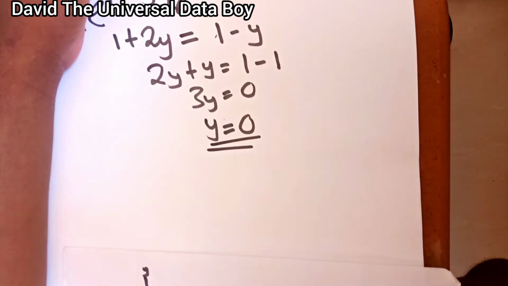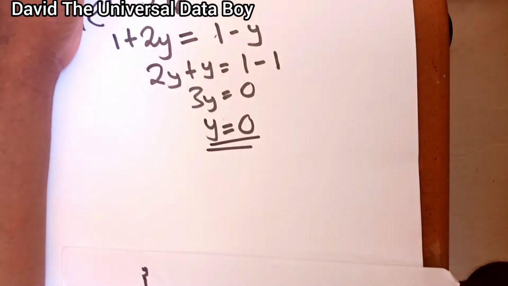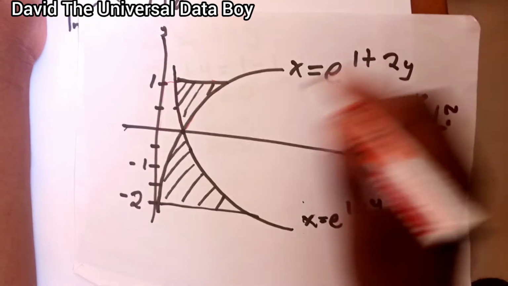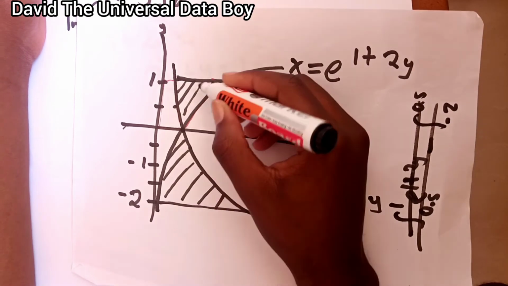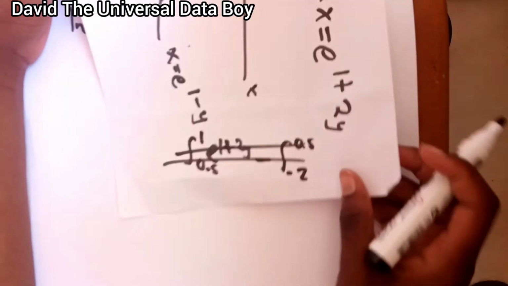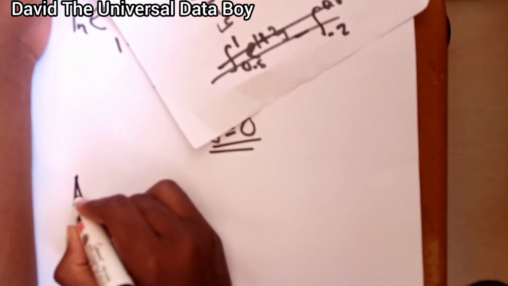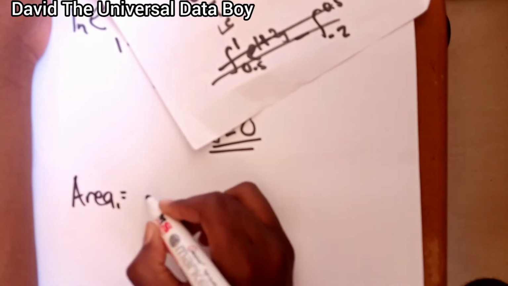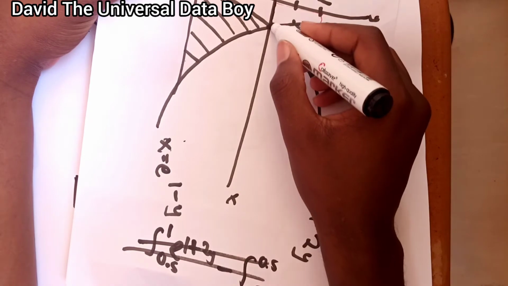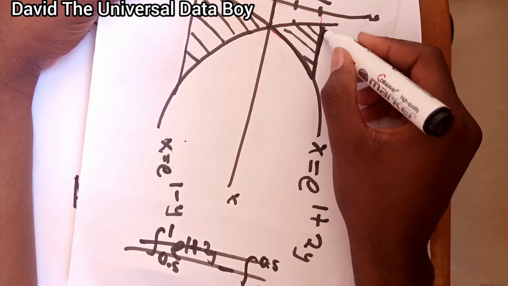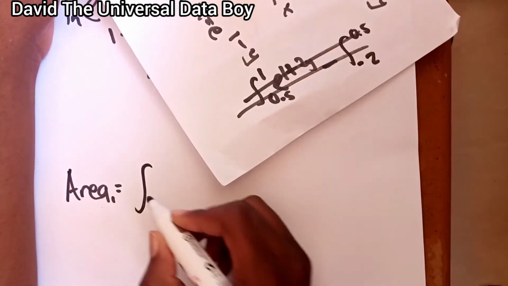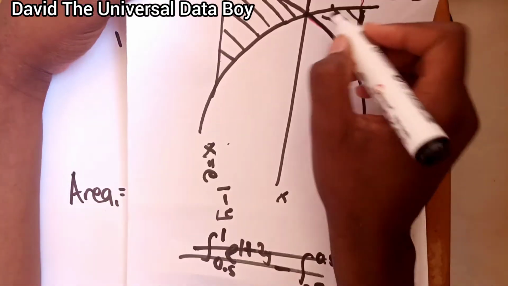So now we go to finding our area. Let me go back to this one. I've got this area from here to there, and then I've got the area from there to there. So let's write the equation for this one. I'll say area 1 is equal to this whole area going all the way up to there. This one will be given by 1 to 0, because 0 is where they are meeting.